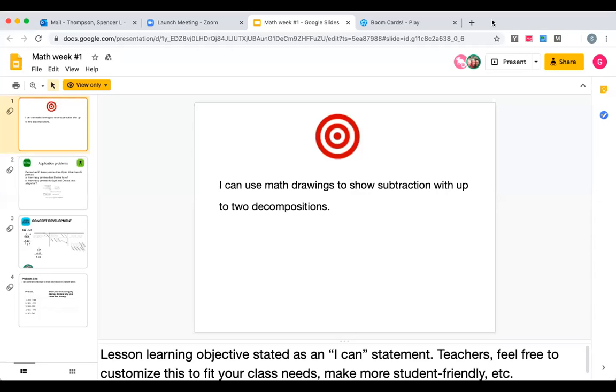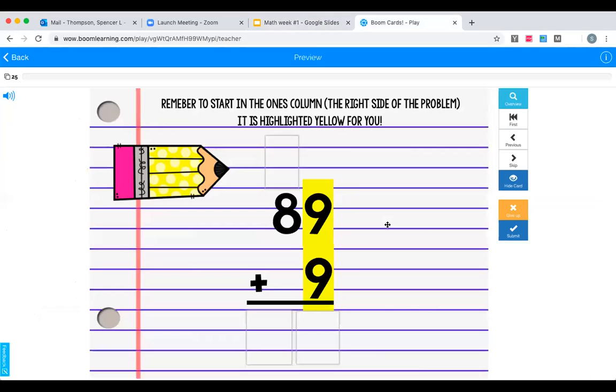So today's math lesson, by the end of it, you can say, I can use math drawings to show subtraction with up to 2 decompositions. So to get started, we are going to practice some addition. It says, remember to start in the ones column. The right side of the problem is highlighted in yellow for you.